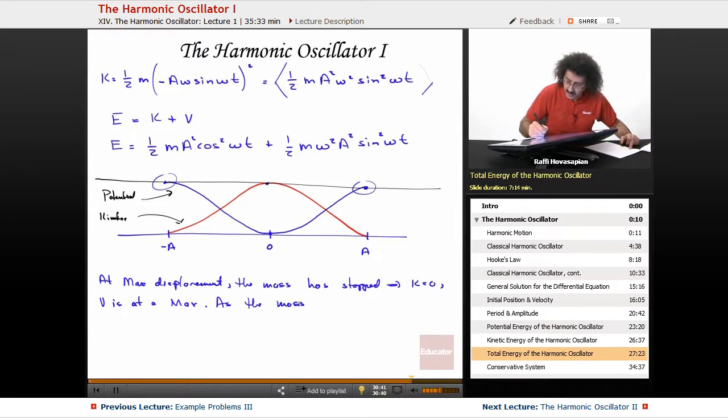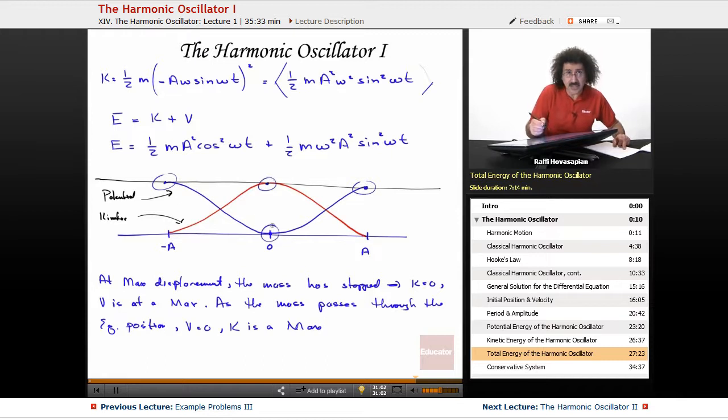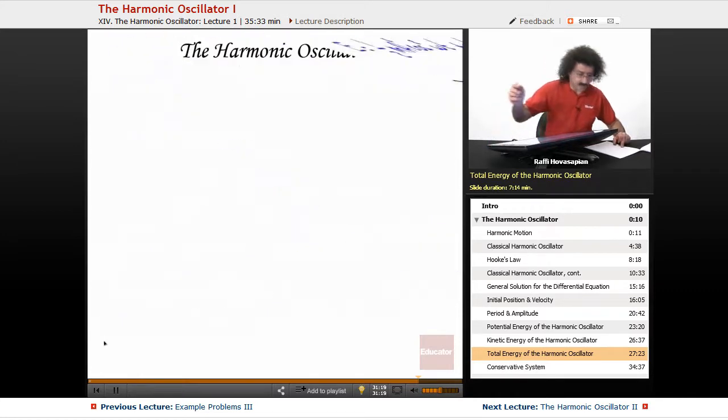As the mass passes through the equilibrium position, now the potential energy is equal to 0, and K is a max. Here and here. Potential is 0. Kinetic energy is at a max. At the ends, it's the potential energy that's at a max. The kinetic energy is at 0. And they switch off. In between, we have some of both. That's it.